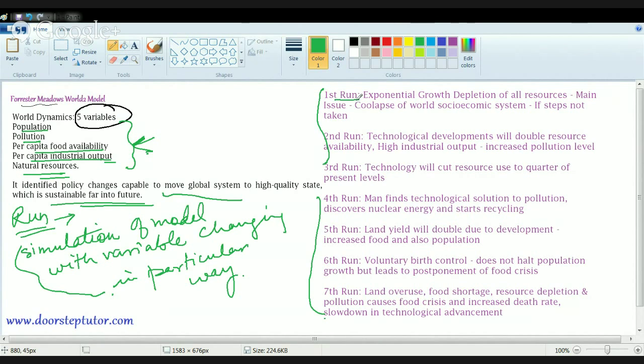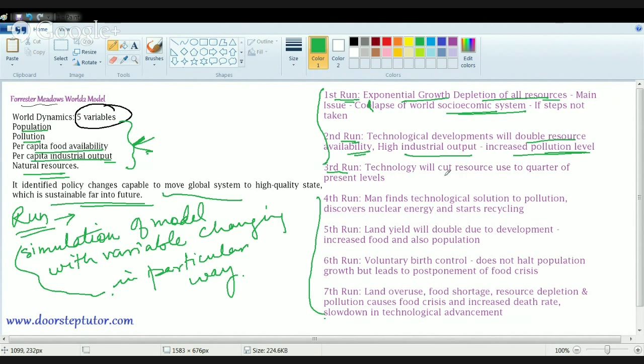The first run, he said, there is an exponential growth. Because the population is growing exponentially, there is depletion of resources. This is leading to collapse of the socio-economic systems. So we need to take urgent steps. In the second run, he said the technology is growing. Because of growing technology, resource availability is doubling. And also there is high industrial output which is increasing the pollution levels.